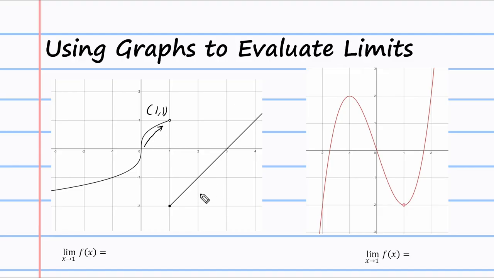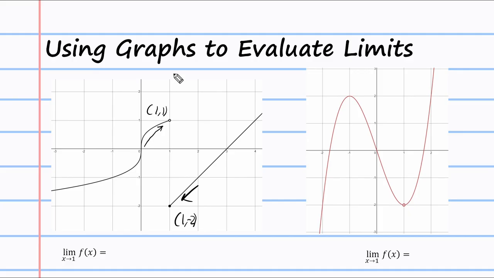Let's take a look at the right side. Let's see what f of x approaches from the right-hand side. We can see that it's approaching negative 2. So from the left-hand side, the function's limit is 1, f of x approaches 1. But from the right-hand side, the limit as x approaches 1 is negative 2.